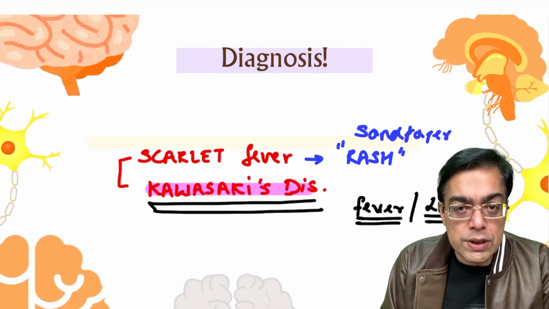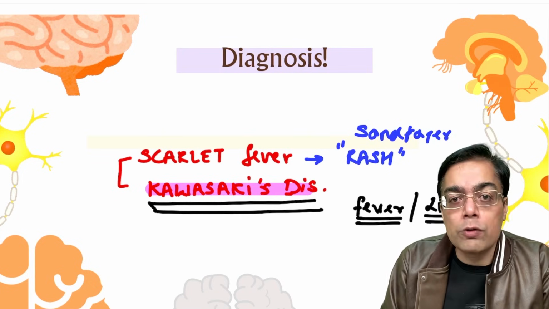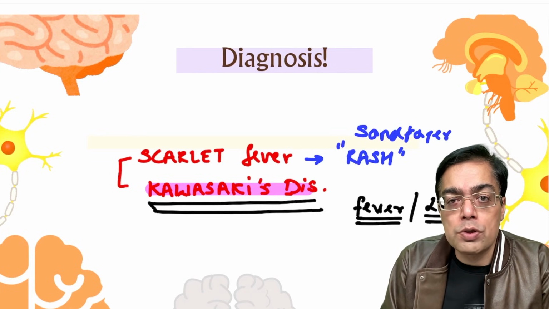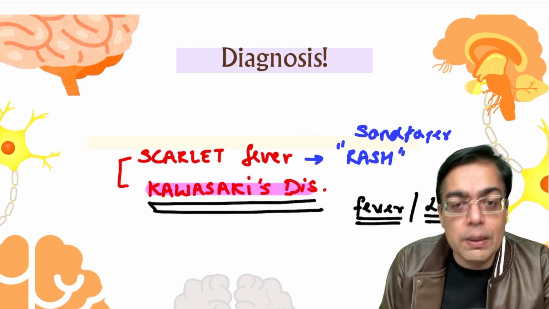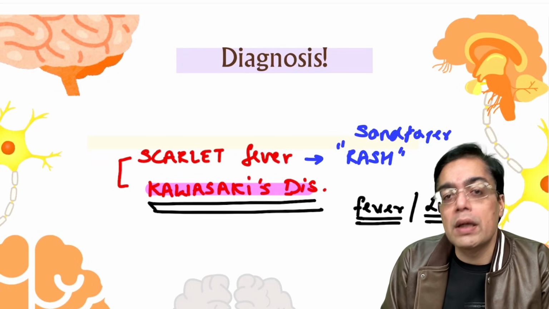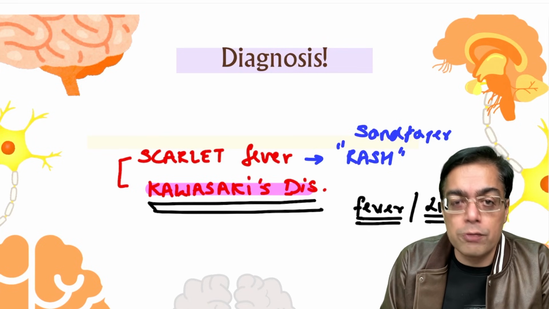But there are two conditions where a child has fever and aspirin is still given. One, of course, is what is appearing on your screen, Kawasaki's disease. And can you recall for me the second condition? Yes, the same condition in which you have migratory polyarthritis. That means a patient who develops rheumatic fever, right?